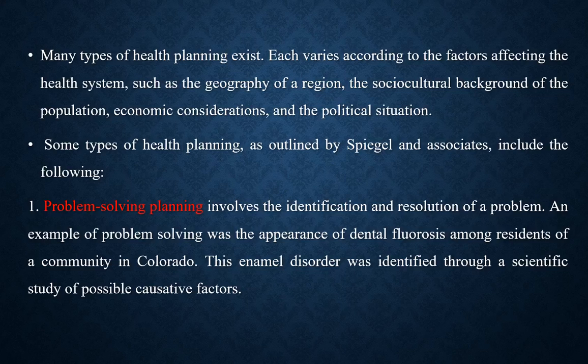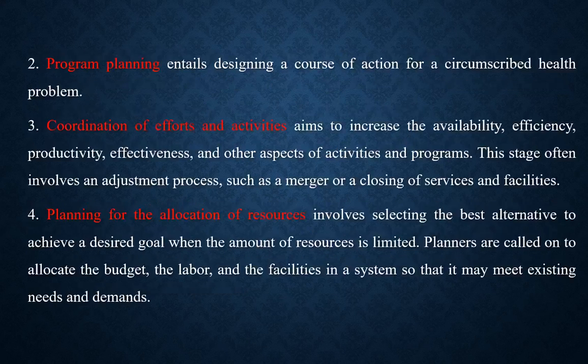For example, in Colorado, a high prevalence of dental fluorosis was found among the residents, and to solve it, research work was done to find what was causing the dental fluorosis, and they solved it by reducing the fluoride content in the water. The second one is program planning. It entails the course of action for a circumscribed health issue. That is, we should have a proper plan for reducing the diseases.